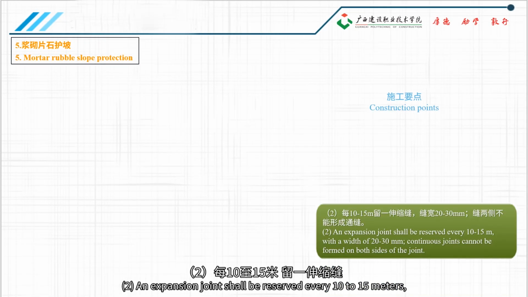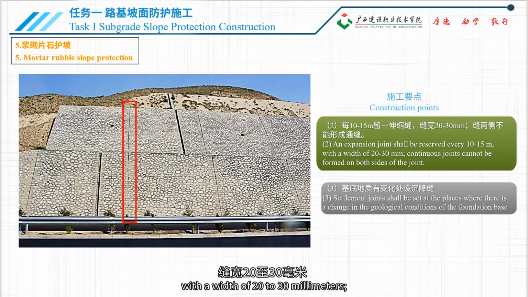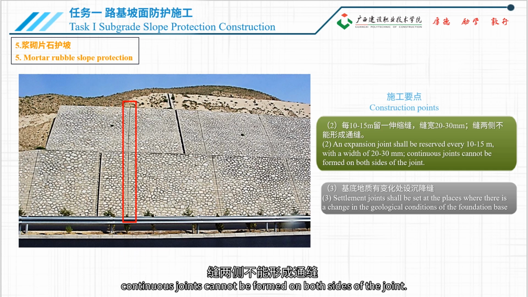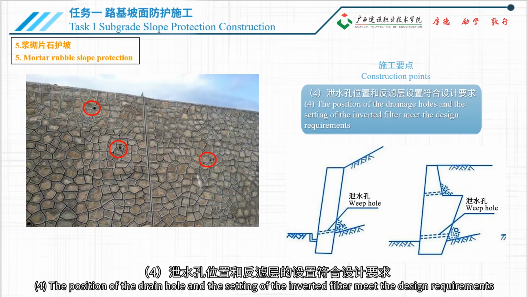2. An expansion joint shall be reserved every 10 to 15 meters, with a width of 20 to 30 millimeters. Continuous joints cannot be formed on both sides of the joint. 3. Settlement joints shall be set up where there is a change in the geological conditions of the foundation base. 4. The position of the drain hole and the setting of the inverted filter meet the design requirements.